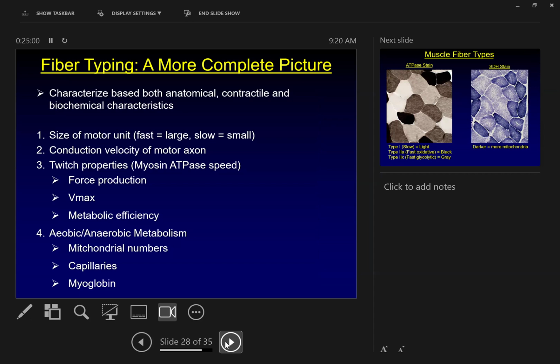When we speak of fiber types in today's world, we don't just talk about myosin ATPase speed. That gives us a good picture, but we also talk about functional properties. Is it fast? Is it slow? How quickly does force turn on? How quickly does force turn off? How many mitochondria does it have? What does its metabolic profile look like? All of those things are important.